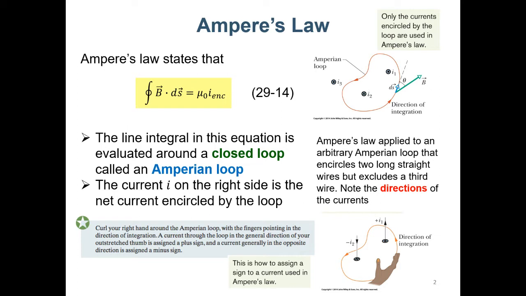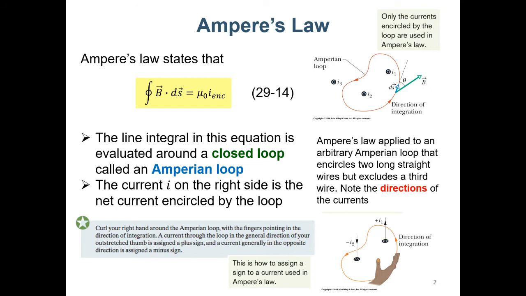This case is easier than that one, because for that one we need to do the inner product and follow an arbitrary loop. But usually it will be something like a straight line or a circle, which makes it possible to use hand calculation to do the integration. So the left side is like that. And for the right side, it is mu zero I enclosed. Mu zero is a constant, and I enclosed is the current enclosed by this loop.